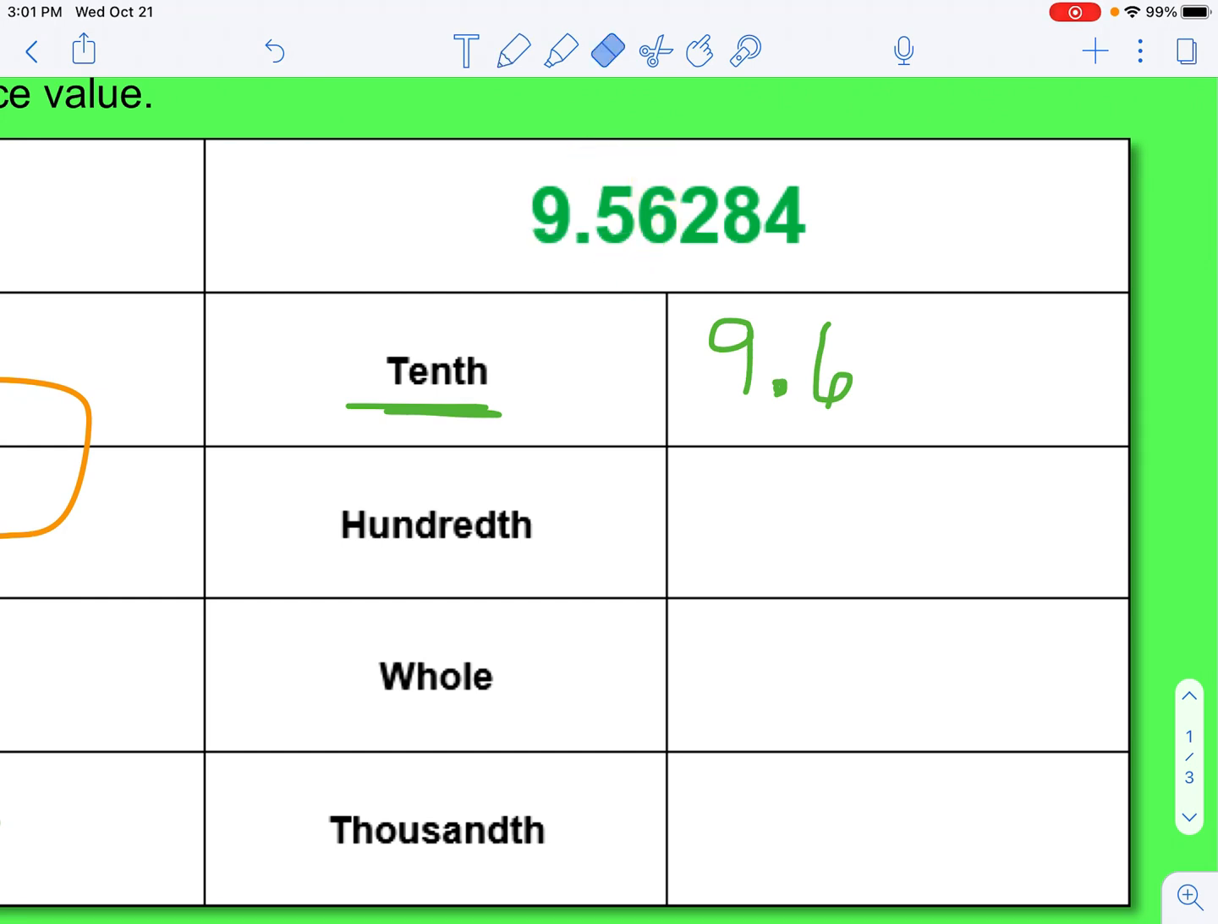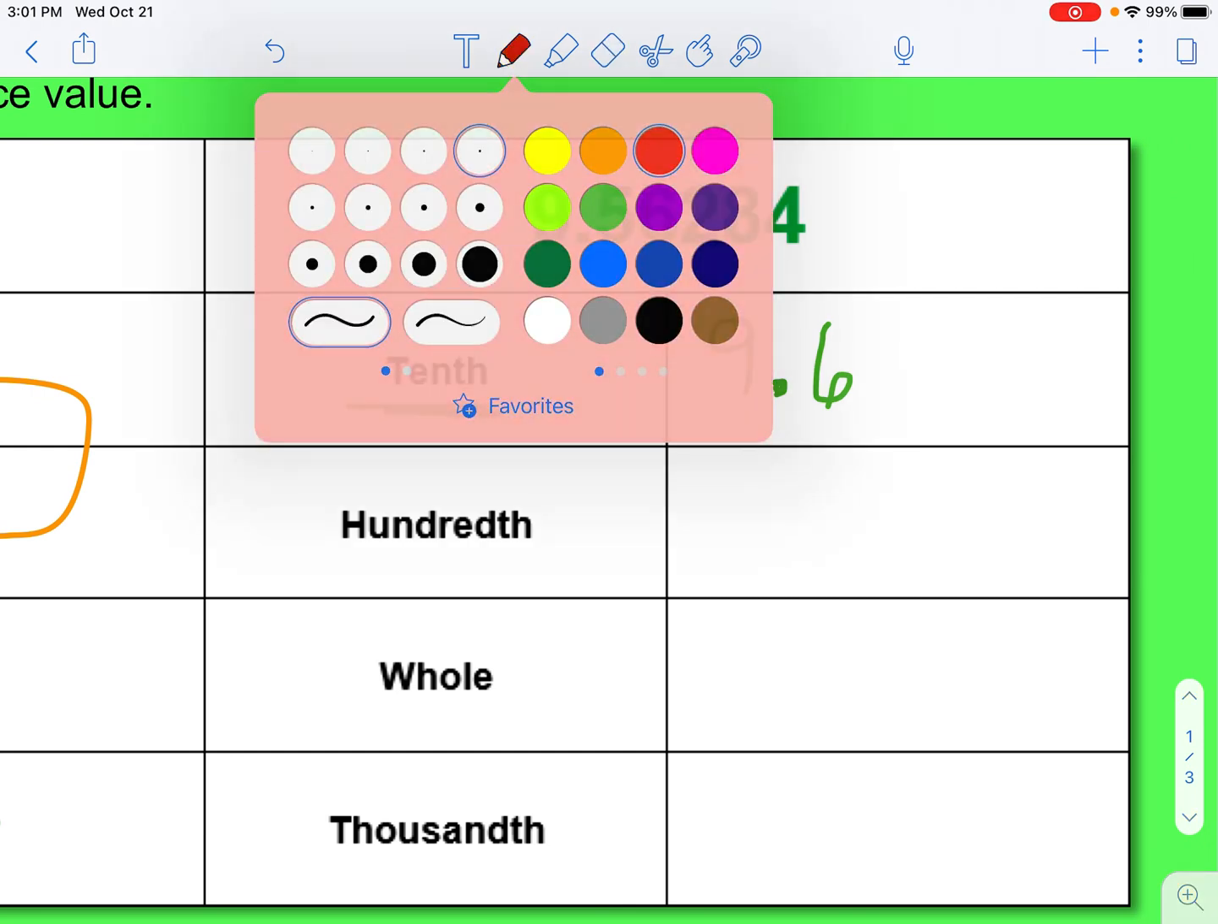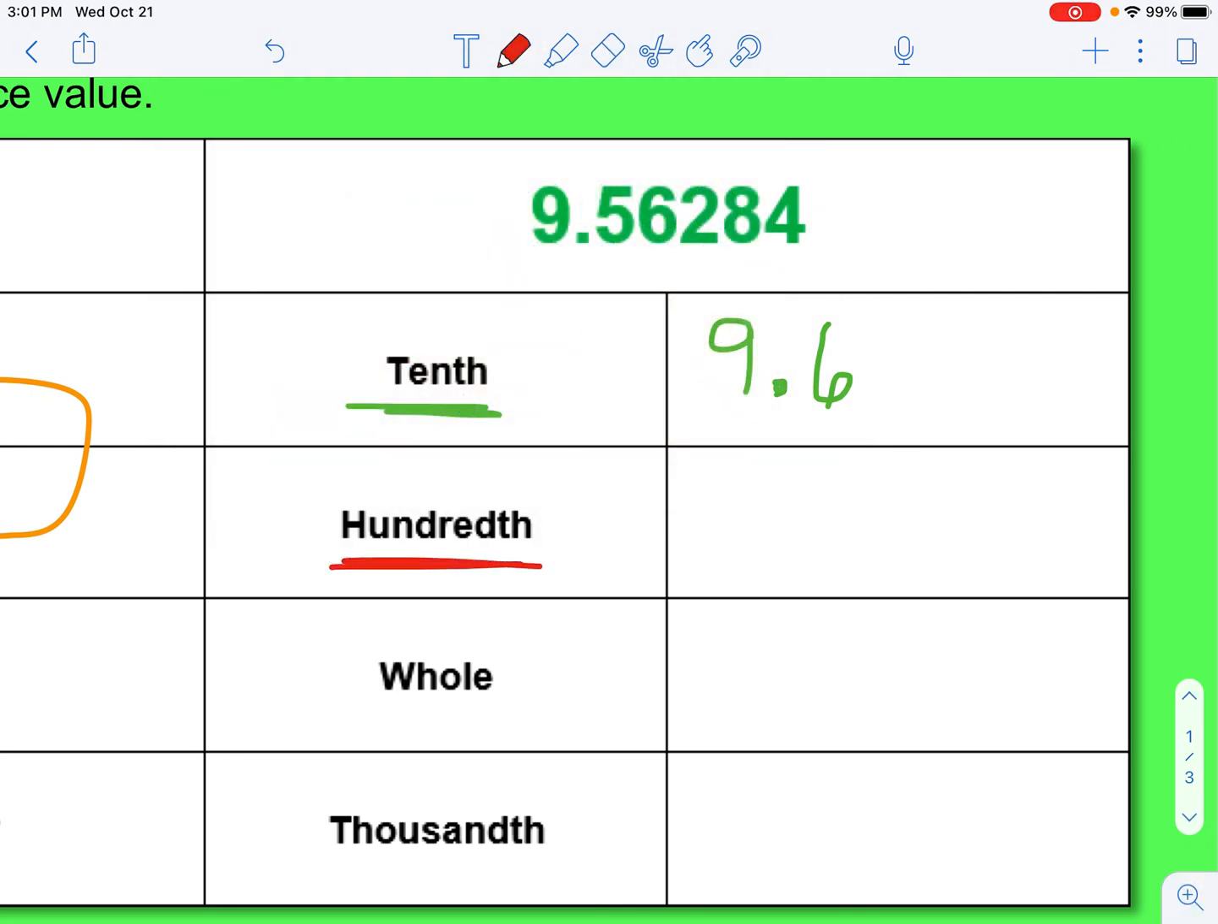Alright, let's do the next one. The next one is hundredths. I find my hundredths place and I underline it in my number. My hundredths place is this 6. And then I highlight the number to the right of it, which is the number 2. Is 2 4 or less, or is it 5 or more? It's 4 or less, so that means my 6 stays the same. So my number now is 9 and 56 hundredths.